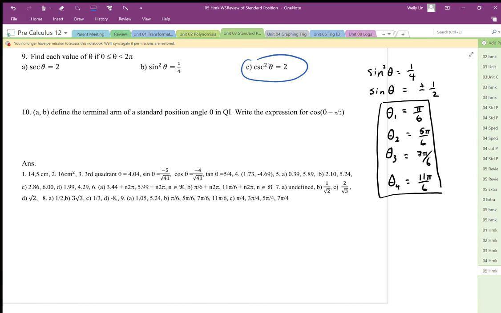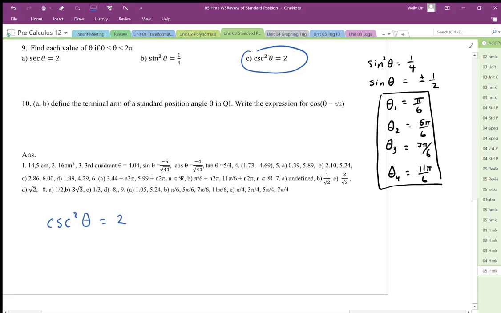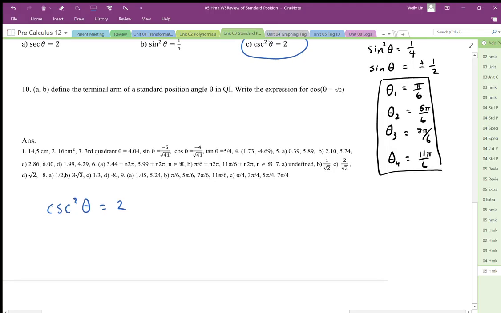Question number 9c is similar to 9b in that we have our cosecant squared theta equals 2, but we have to solve for the ratio first, and we also have to then convert it into sine if we are not as familiar with the cosecant ratio. So our first thing again is we have to solve for the ratio first.